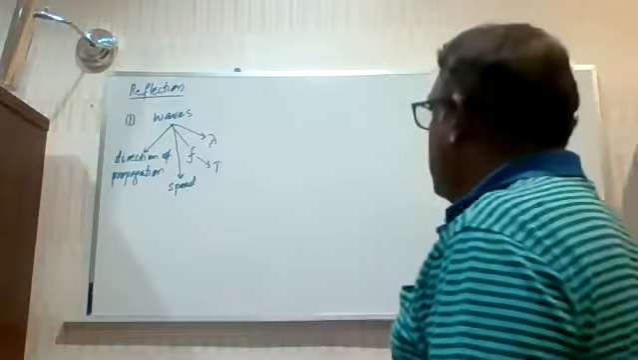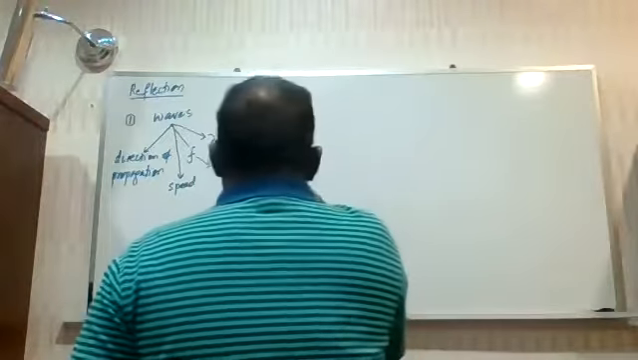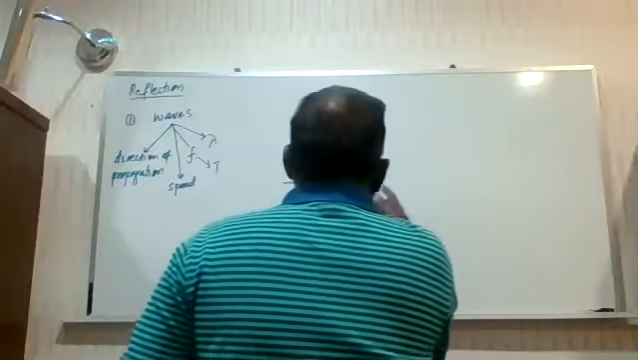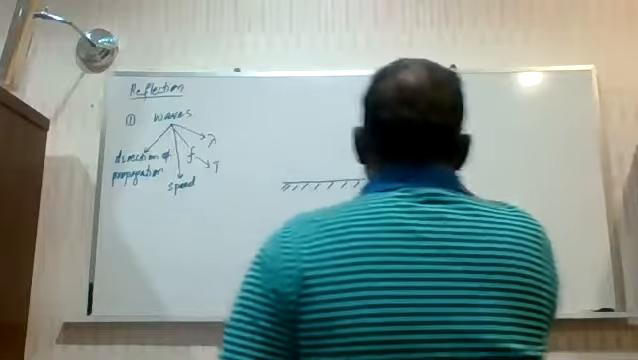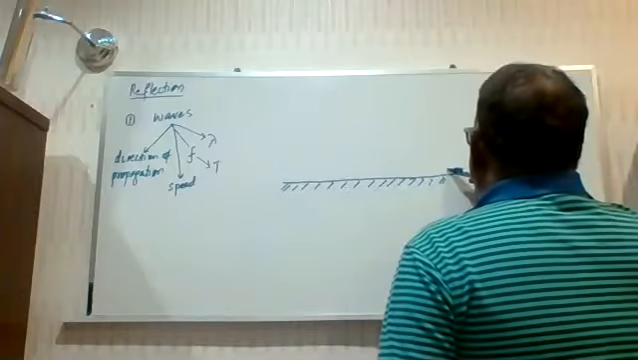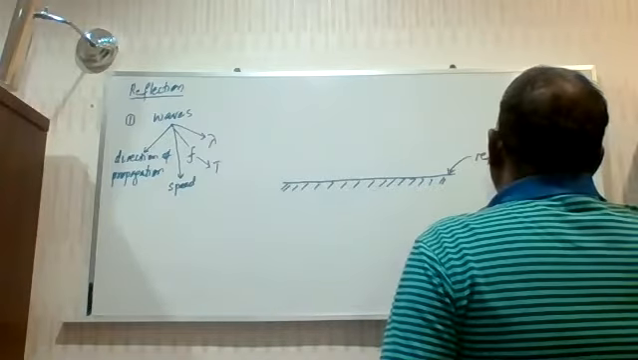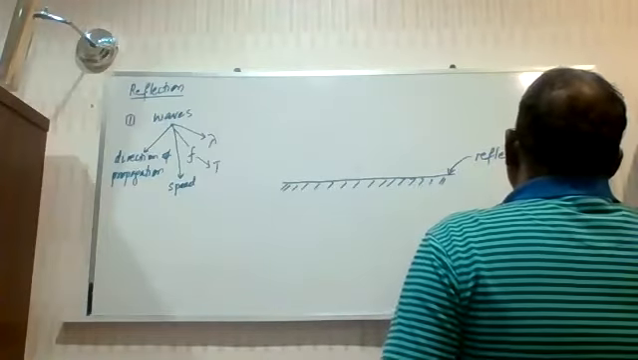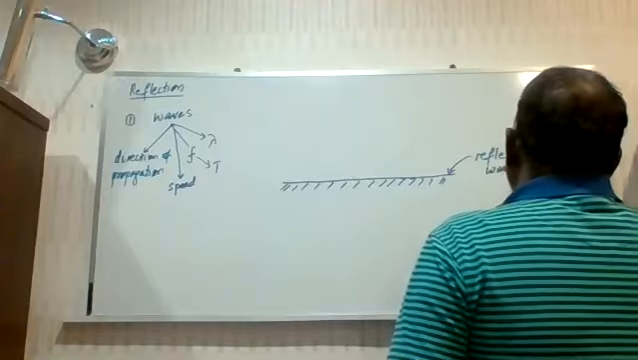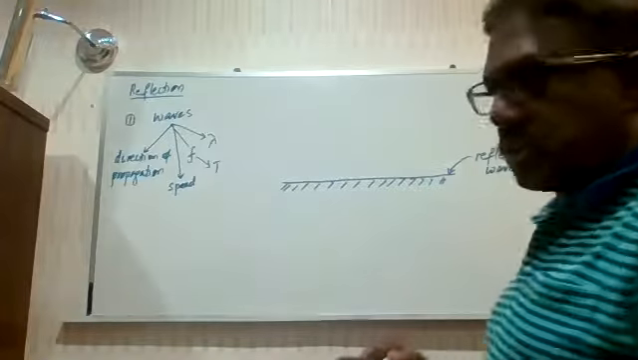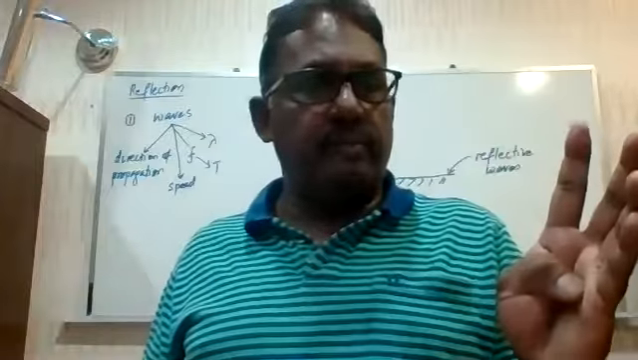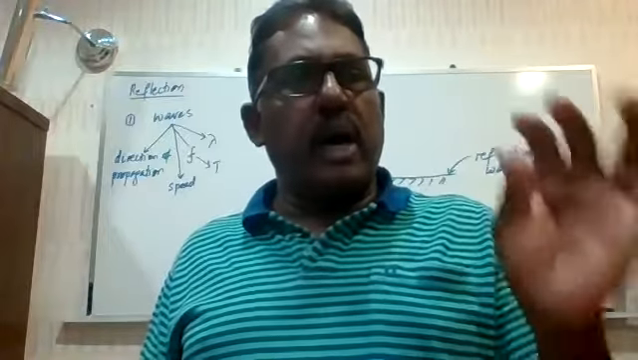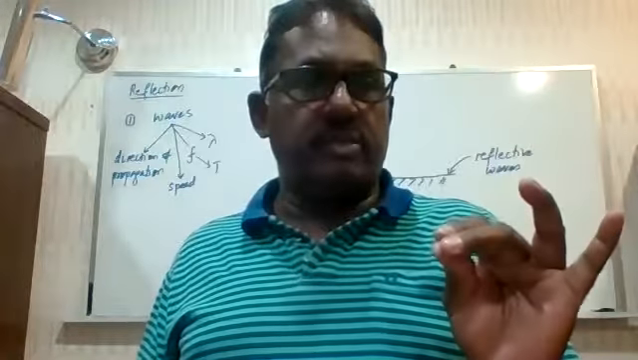So let us take a simple general case of reflection. So let's say this is the reflective surface. Now, what wave are we talking about? We have three types of wave to consider. Are we talking about water waves? Are we talking about sound waves? Are we talking about light waves?